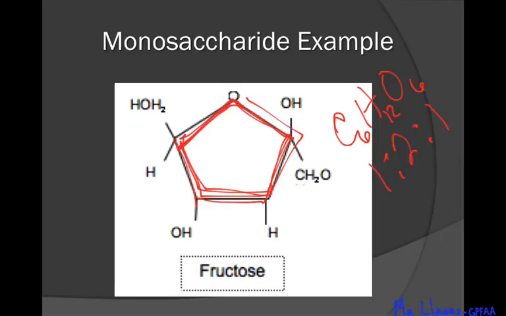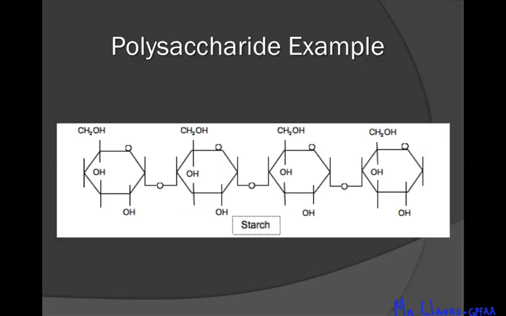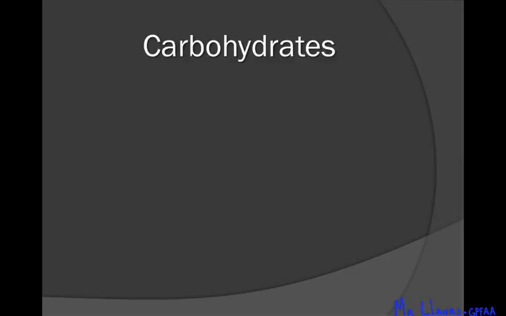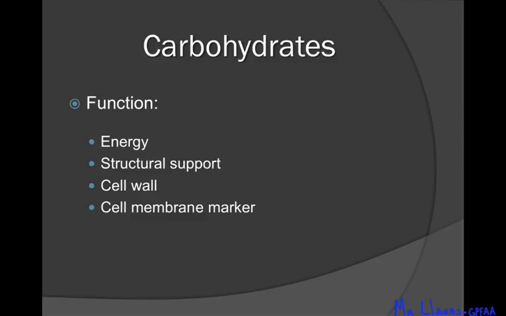When you put a bunch of monosaccharides together, or at least 2 in this case, you create a disaccharide, which is 2 sugars. And then if you put 3 or more together, then you're going to create what's called a polysaccharide, or starch in this case. Polysaccharide, poly meaning many, saccharides meaning sugars, so many sugars. So again, carbohydrates are just sugars, and the monomers are monosaccharides. When you put 2 monosaccharides together, you call them disaccharides. When you have 3 or more, you call them polysaccharides.